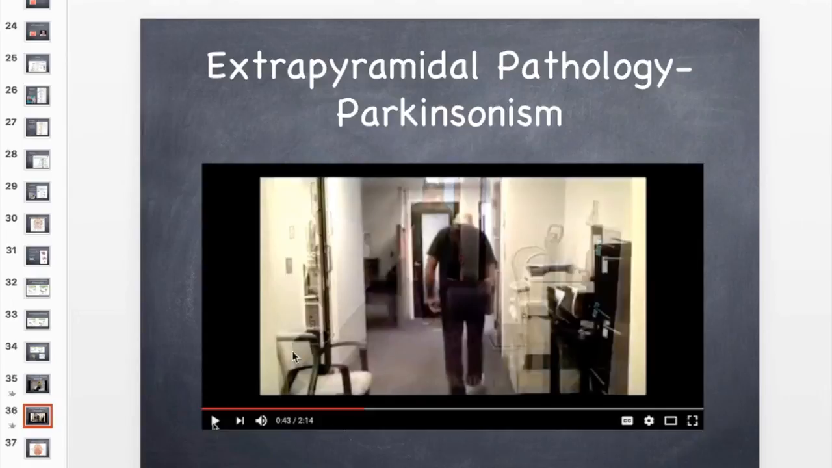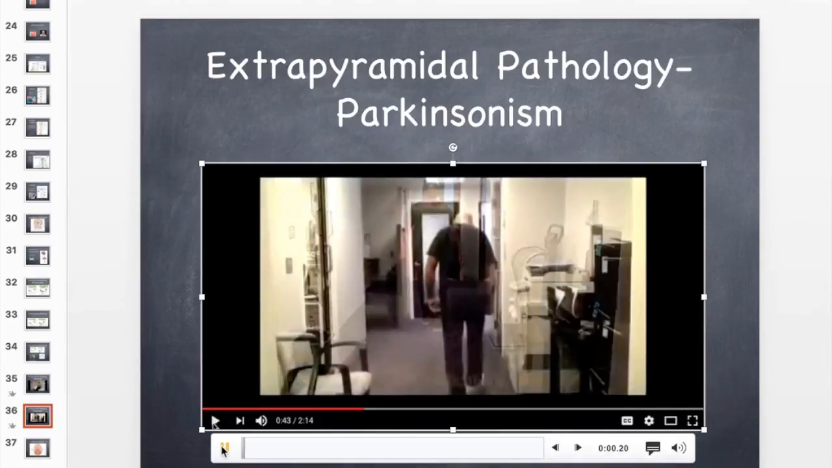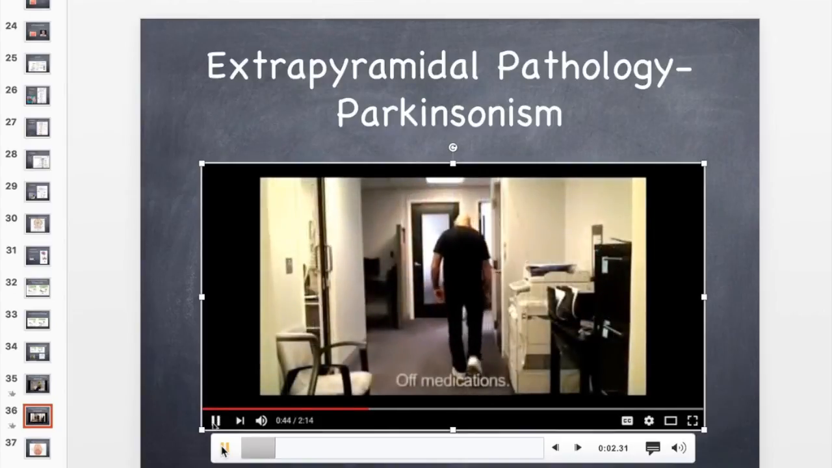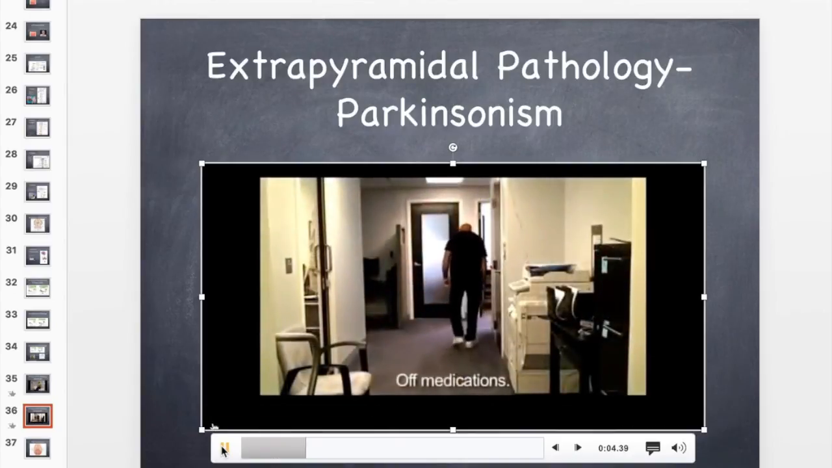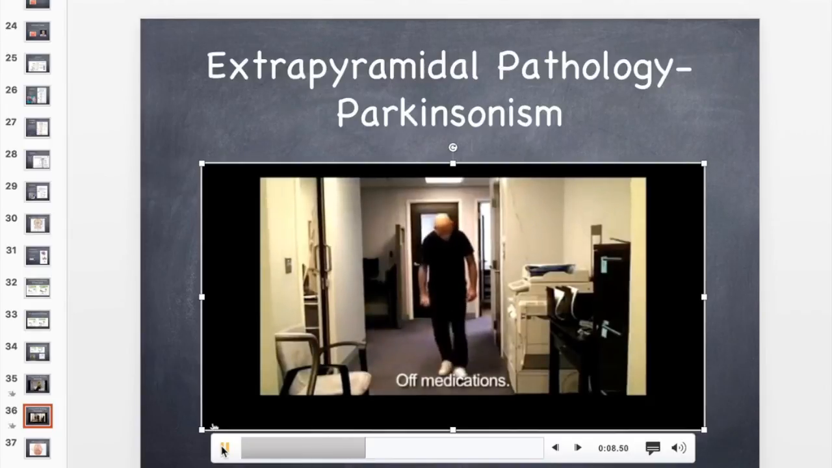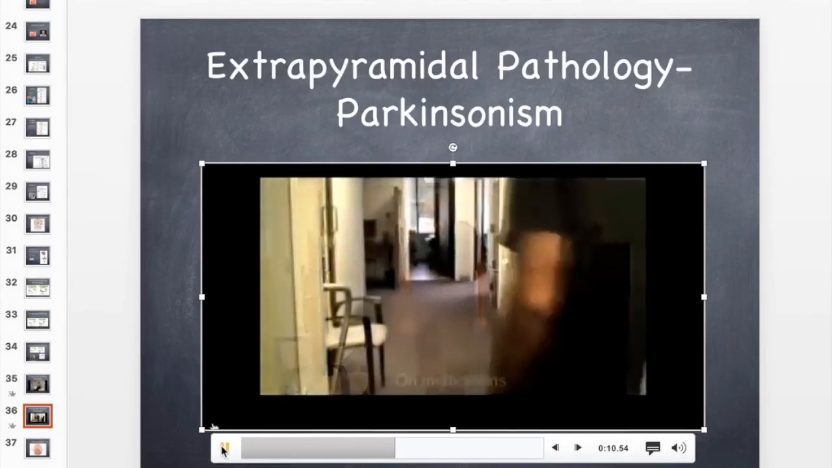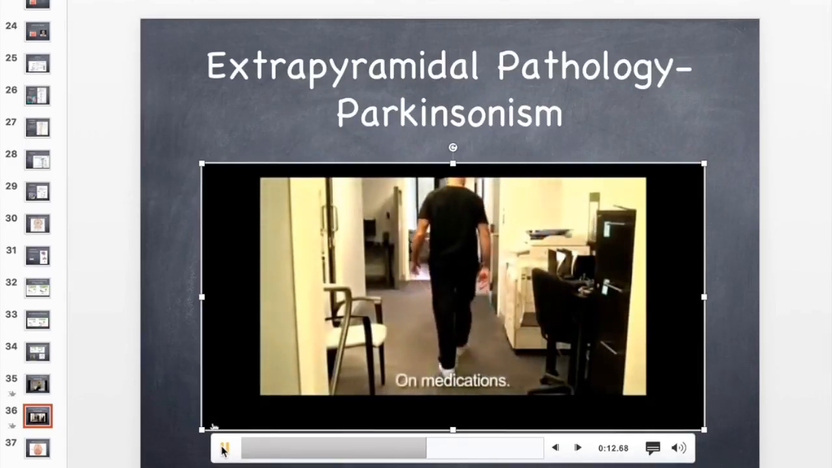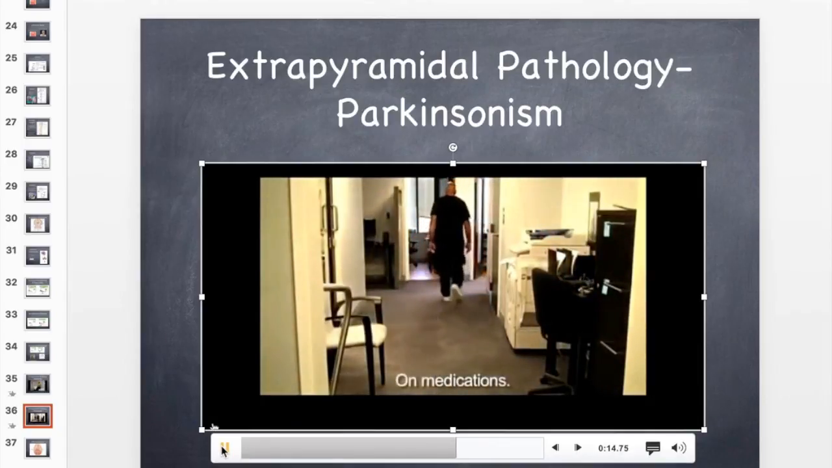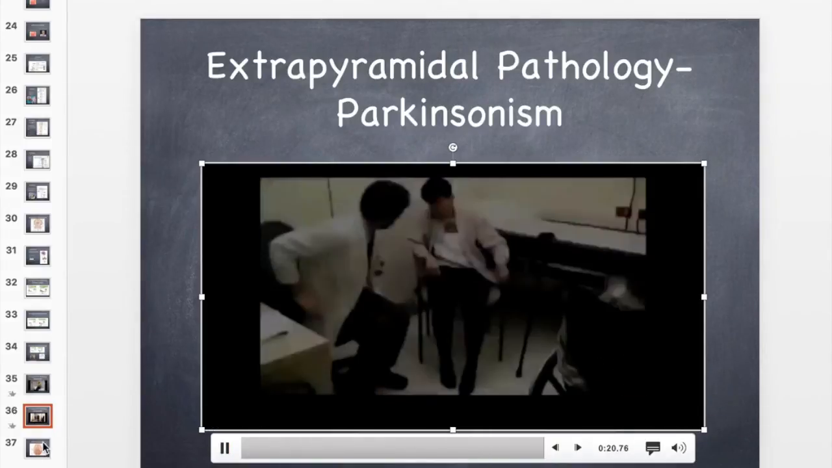And so here's just an example of someone with Parkinson's disease and their gait. And you'll notice the difference between when they're on medications and off. So look, very little arm swing, no arm swing really, stooped posture, and look at the difference. Arms swinging back and forth, more animated. Nice example of Parkinson's disease.